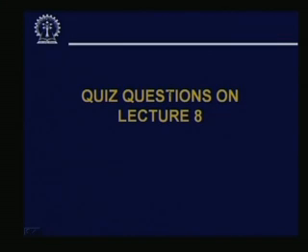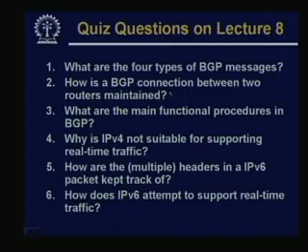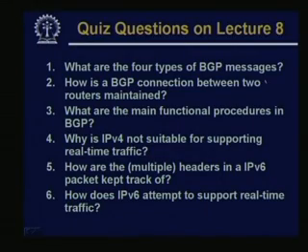And regarding questions from today's lectures, these are some questions. What are the 4 types of BGP messages? How is a BGP connection between 2 routers maintained? What are the main functional procedures in BGP? Why is IPv4 not suitable for supporting real time traffic? How are the multiple headers in an IPv6 packet kept track of? How does IPv6 attempt to support real time traffic?